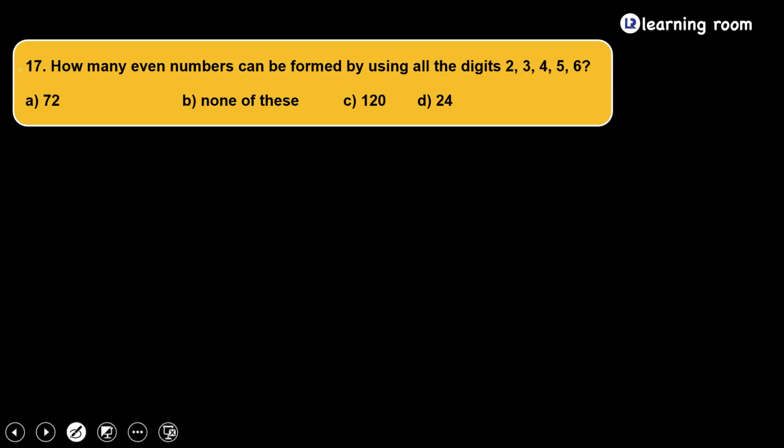So listen to this. How many even numbers can be formed by using all the digits 2, 3, 4, 5, 6? So there are 5 digits. Since they are supposed to be even numbers, the units place should take an even number, which is 2, 4, or 6. This can be filled in 3 ways. So these numbers can be filled among themselves in.